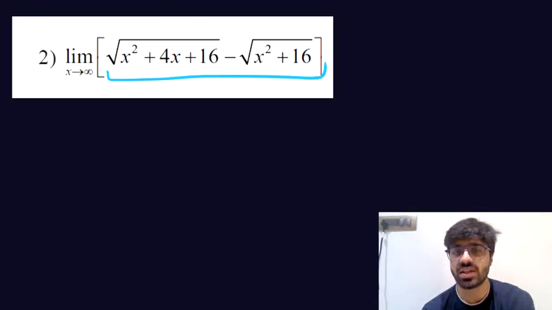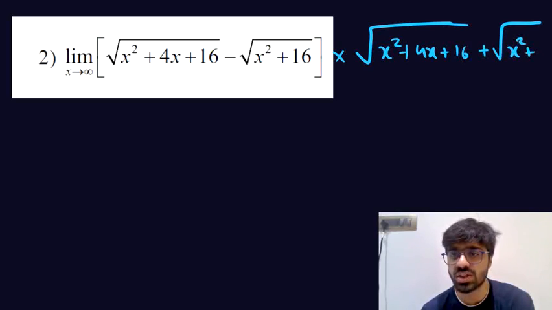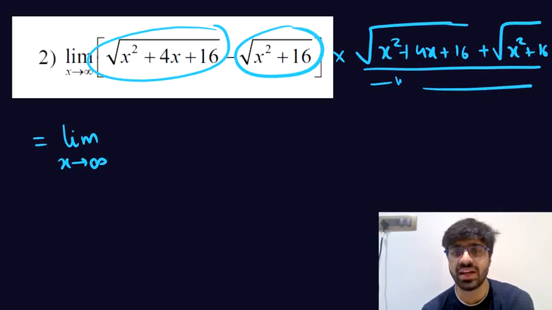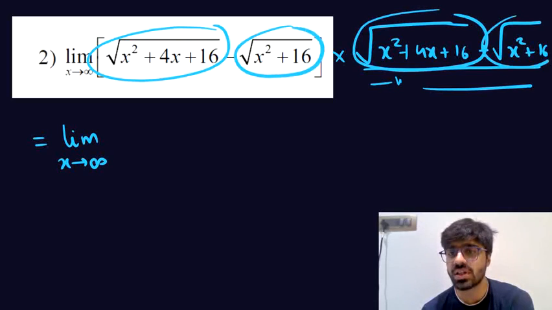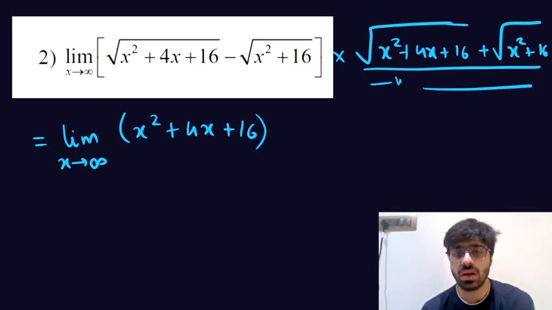You need to rationalize the expression here. So if you rationalize it, you need to multiply it with root over x square plus 4x plus 16 minus root over x square plus 16, and divide it with the same very expression. So in the numerator there are two terms which are of the type a minus b into a plus b. The expression for it will be equal to a square minus b square, that is x square plus 4x plus 16 minus x square plus 16.